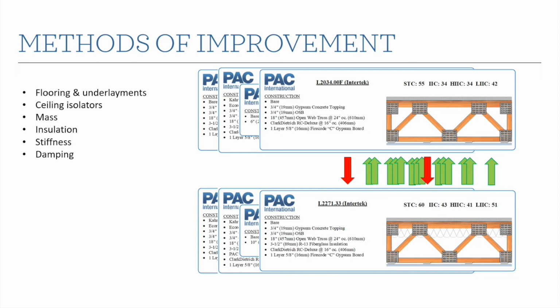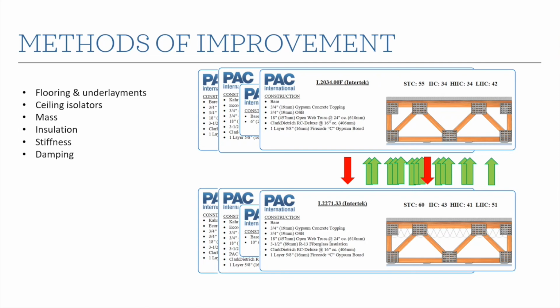And speaking of improving, let's get into methods of improvement. So, flooring and underlayments, right? This is a common way that we look to try and improve impact sound. In this case, I have this example of an 18-inch open web truss. It's got 3/4-inch gypsum concrete on it and a resilient channel for the ceiling isolation. And so you go from a bare gypsum concrete to flooring and underlayment on it.